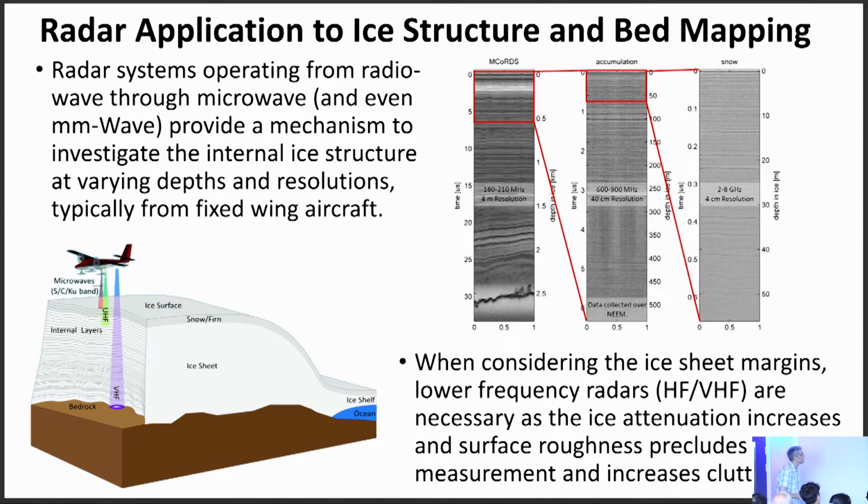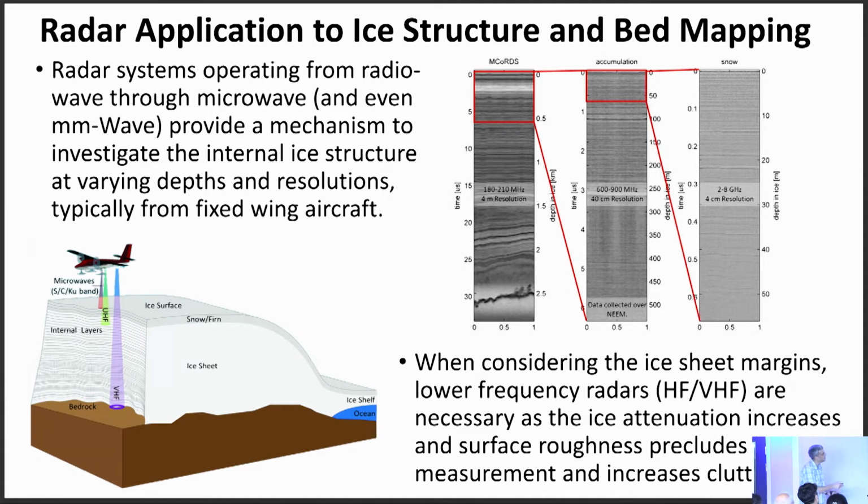forward. These are a couple images that have shown up in a number of presentations. And this is kind of the typical use of radar systems to map the ice sheet. So we have a platform here that has radar systems operating at a number of different frequencies, from HF or VHF all the way up to maybe Ka band. And what we see is we're able to map the ice column at various depths and resolutions.